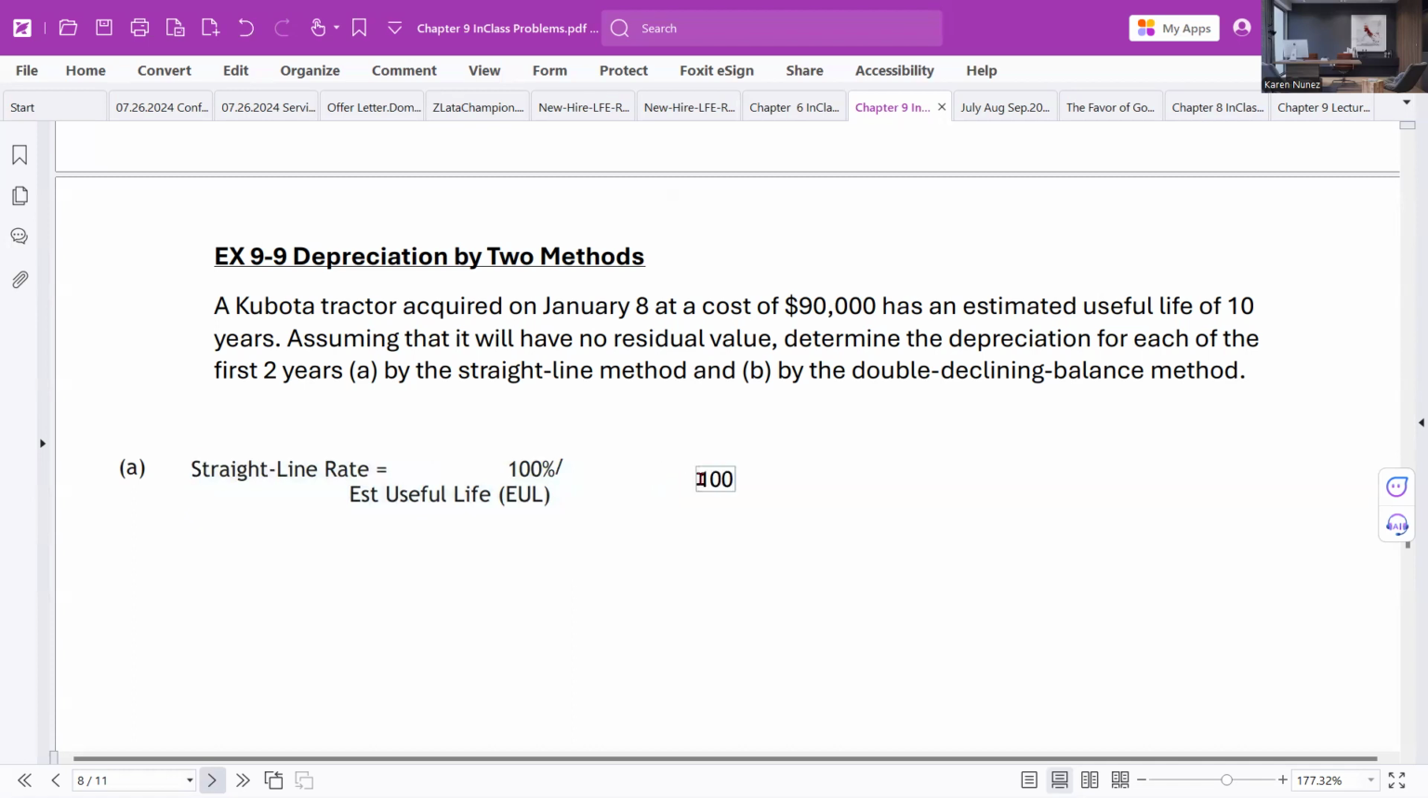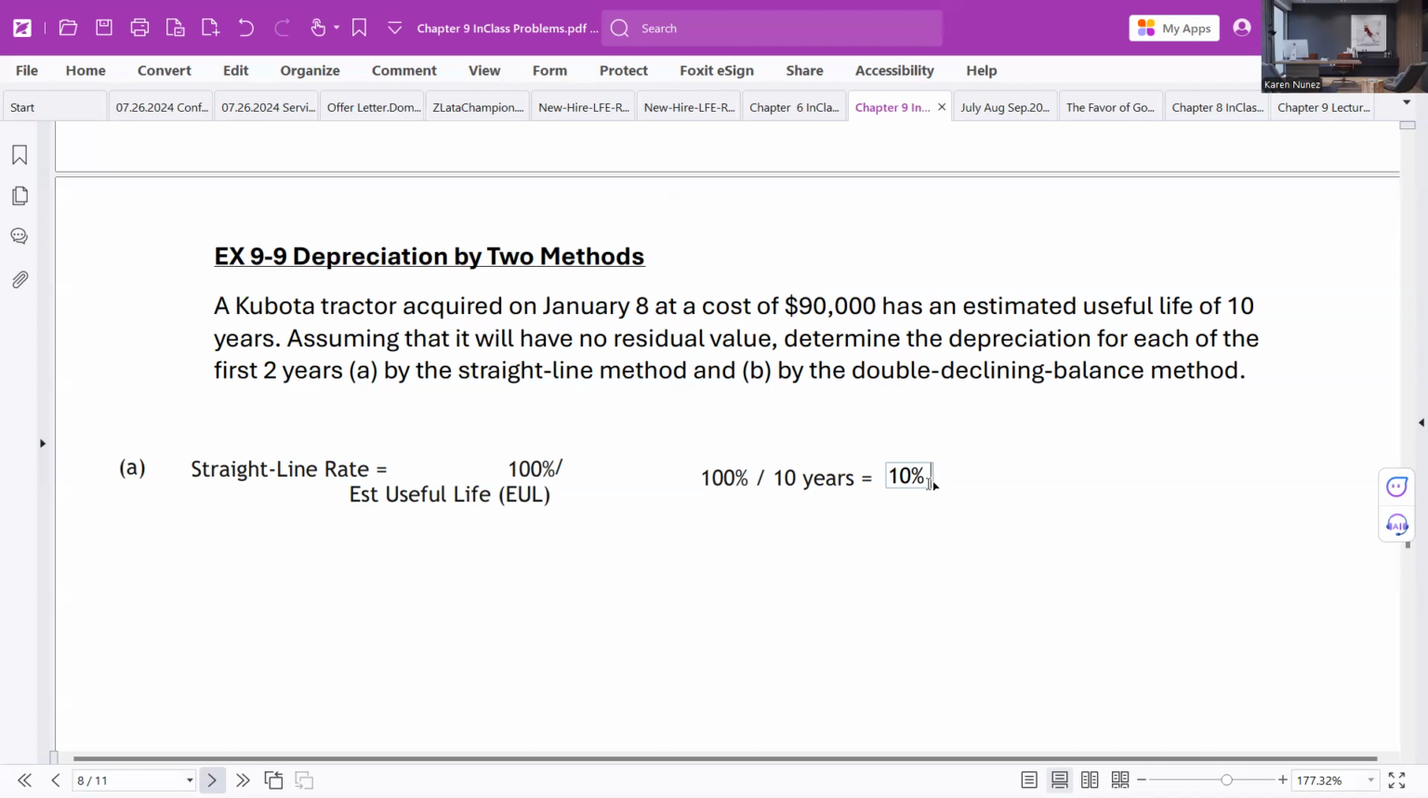So 100% divided by 2 years. 100% divided, I'm sorry, the estimated useful life is not 2 years, it's 10 years. We just need to depreciate for those first 2 years. But the useful life is actually 10 years. And 100% divided by 10 years is 10%.